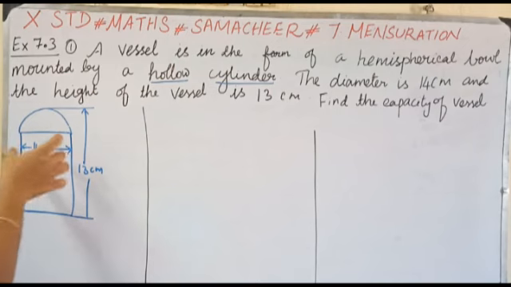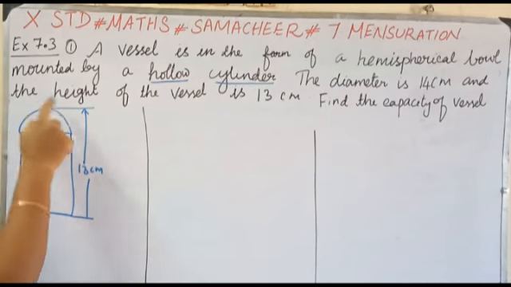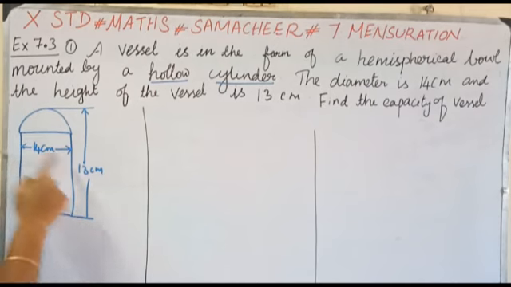இந்த hemispherical bowl ஒரு hollow cylinder மேல வச்சிருக்காங்க. இது total vessel ஓட ஷேப்பே இப்படிதான் இருக்கு. ஒரு சிலிண்டர் அண்ட் ஒரு ஹெமிஸ்பியர் இதுதான் இருக்கு. இதோட டோட்டல் ஹைட் வந்து 13 சென்டிமீட்டர் அண்ட் டயா இஸ் 14 சென்டிமீட்டர்.